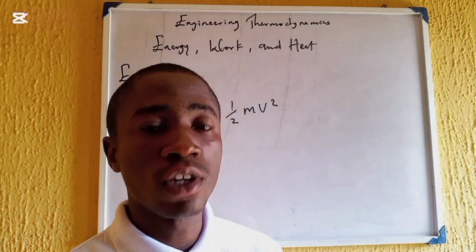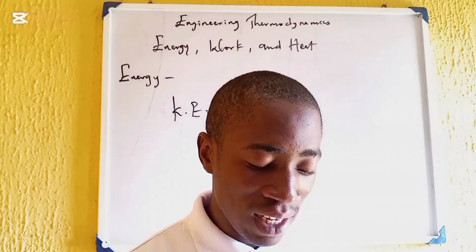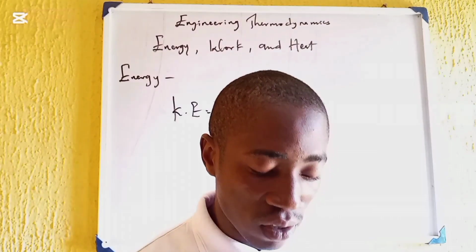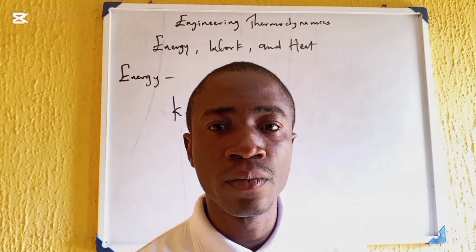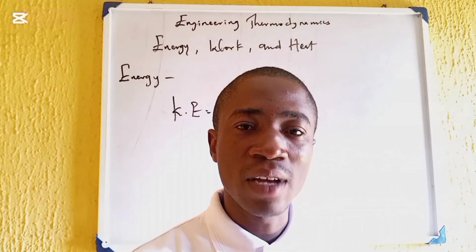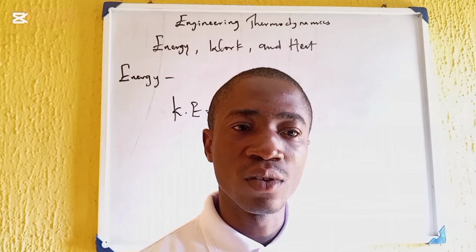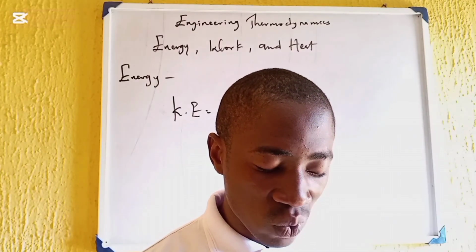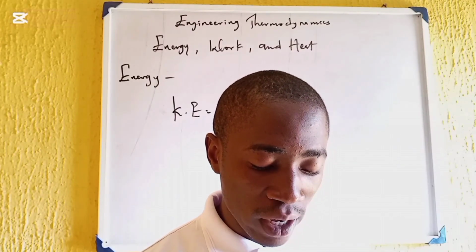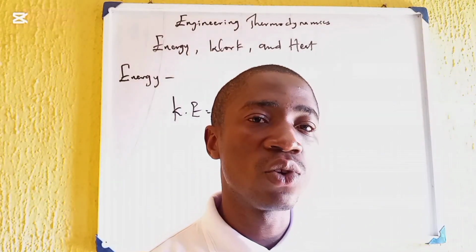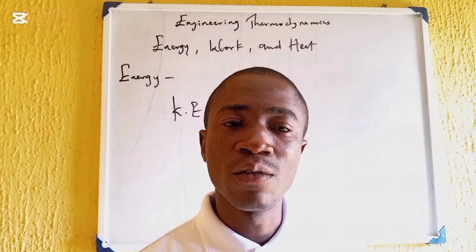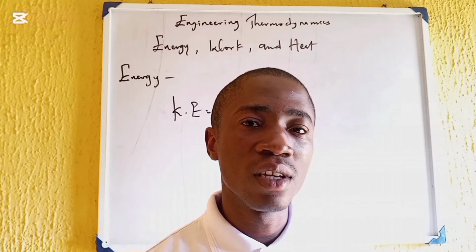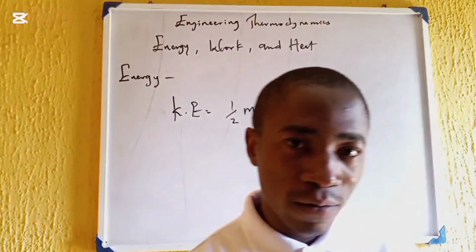Now the next one is potential energy. This is the energy a body or system possesses due to its elevation or position relative to a reference level. So it is energy a system has because of its elevation or position with respect to a reference point. It is important to note that without a reference level, there is no way of measuring potential energy. So it's important you take note of that. If we don't have a reference, then there is no way of talking about potential energy, because it's usually with respect to a reference point.